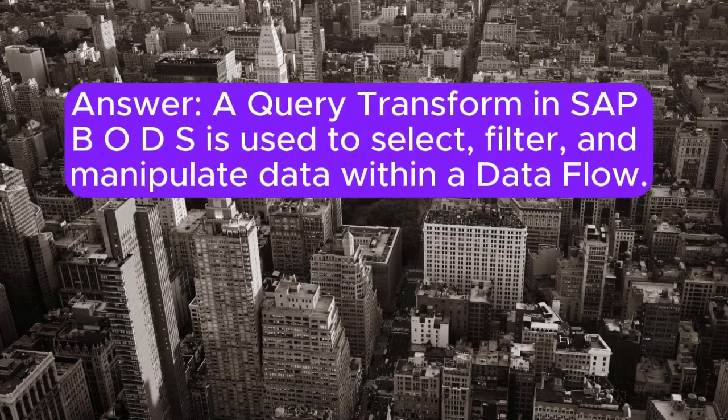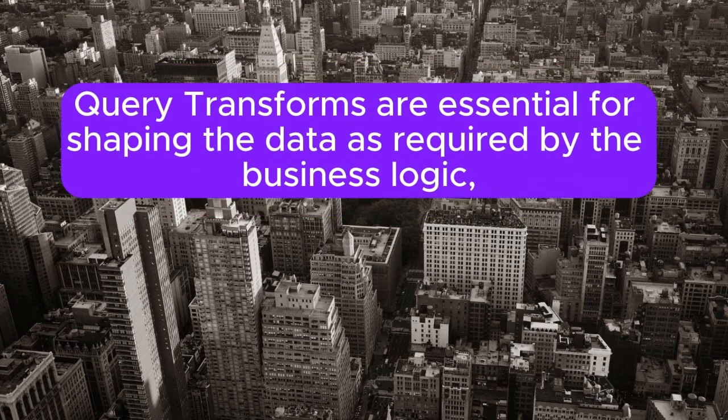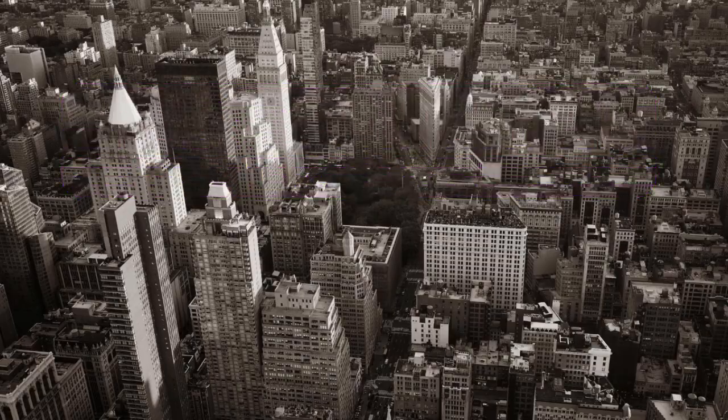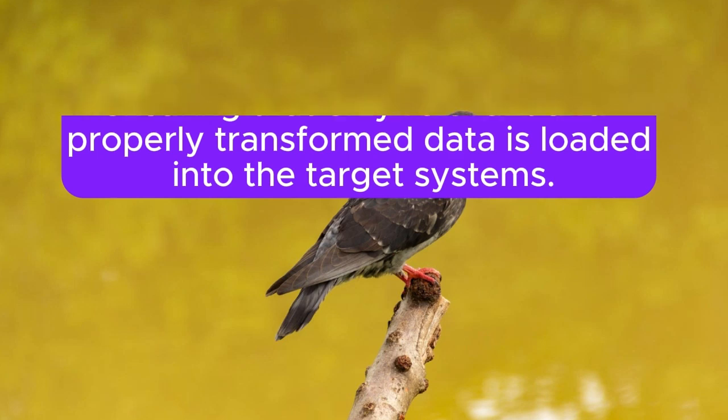20. What is a query transform in SAP BODS? Answer: A query transform in SAP BODS is used to select, filter, and manipulate data within a data flow. It allows users to define which columns to include, apply transformations, and create calculated fields. Query transforms are essential for shaping the data as required by the business logic, ensuring that only relevant and properly transformed data is loaded into the target systems.